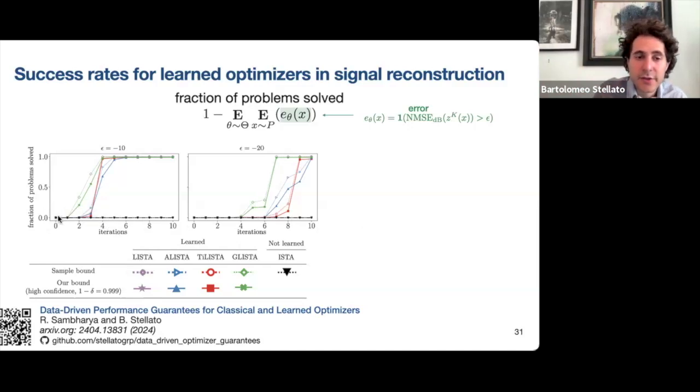However, the other variants that learn just a few hyperparameters work very well. The best one is G-LISTA, where the dotted line is the empirical out-of-sample behavior, and the solid line is the actual bound that we provide. They are very tight, and we can guarantee that within a handful of iterations we work well.